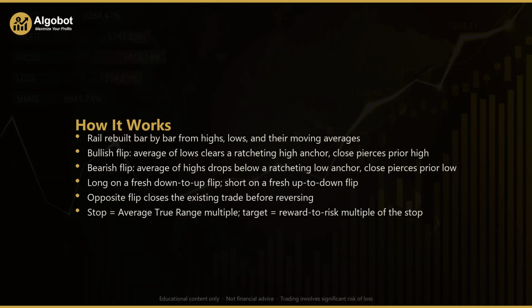A bearish flip is the mirror image. While the rail is up, it tracks a maximum low anchor. The strategy detects a turn to down when the moving average of the highs falls below that anchor and the close finishes below the previous bar's low.